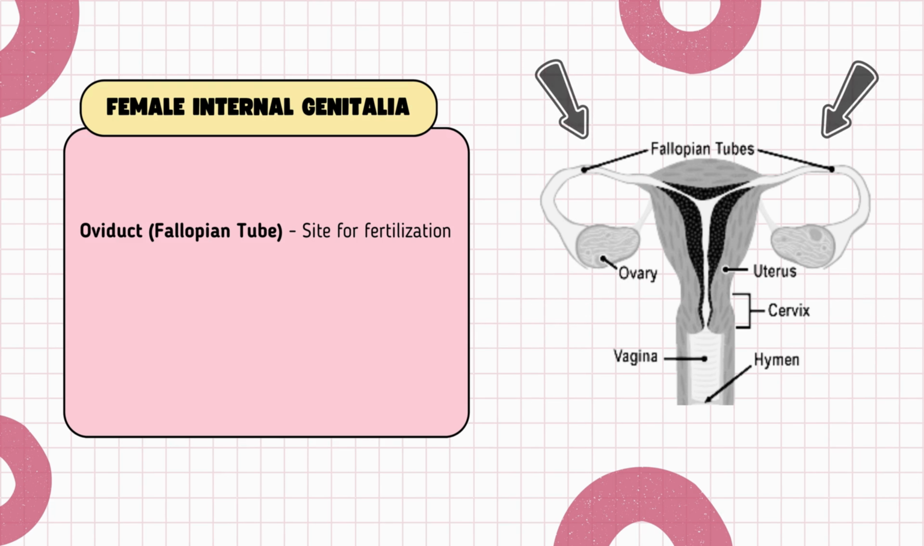An oviduct, or fallopian tube, extends from the uterus toward a funnel-like opening at each ovary. It is the site for fertilization. Upon fertilization, cilia on the epithelial lining of the oviduct convey the embryo down the duct to the uterus, also known as the womb, to begin the gestation upon implantation.